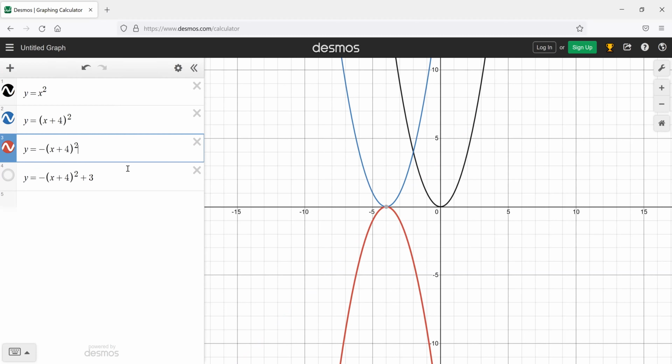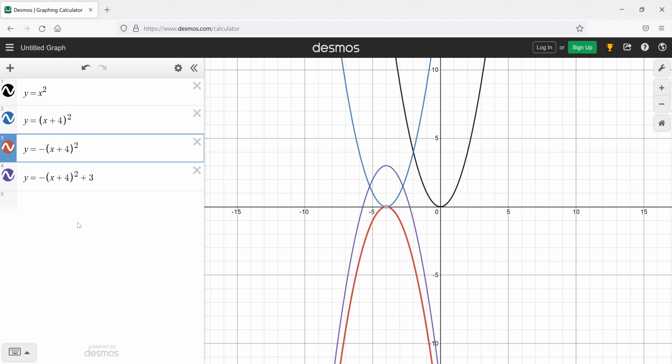So then what is the plus 3? What's the last piece? It moves up 3. So black, then it moved left to blue, then it flipped, red, and then it moved up. Sometimes your instructors will have you graph all of the progressions. We want you to say the 3 transformations, or 4, or however many it has, and be able to graph it at the end.